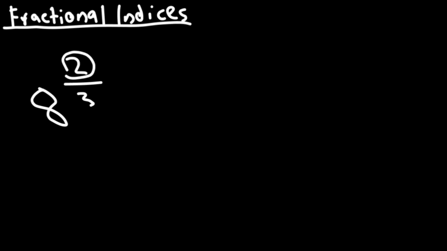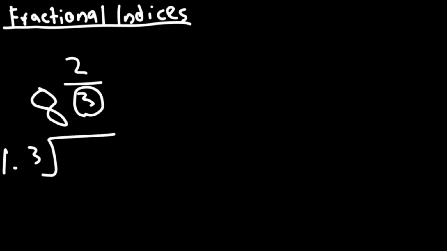So what do we do here? The first step is nothing special. We do the same thing where we take the denominator and make it a root of the number. So step 1 is just to take the denominator and make it a root of 8. The cube root of 8 is 2, because 2 cubed is 8.